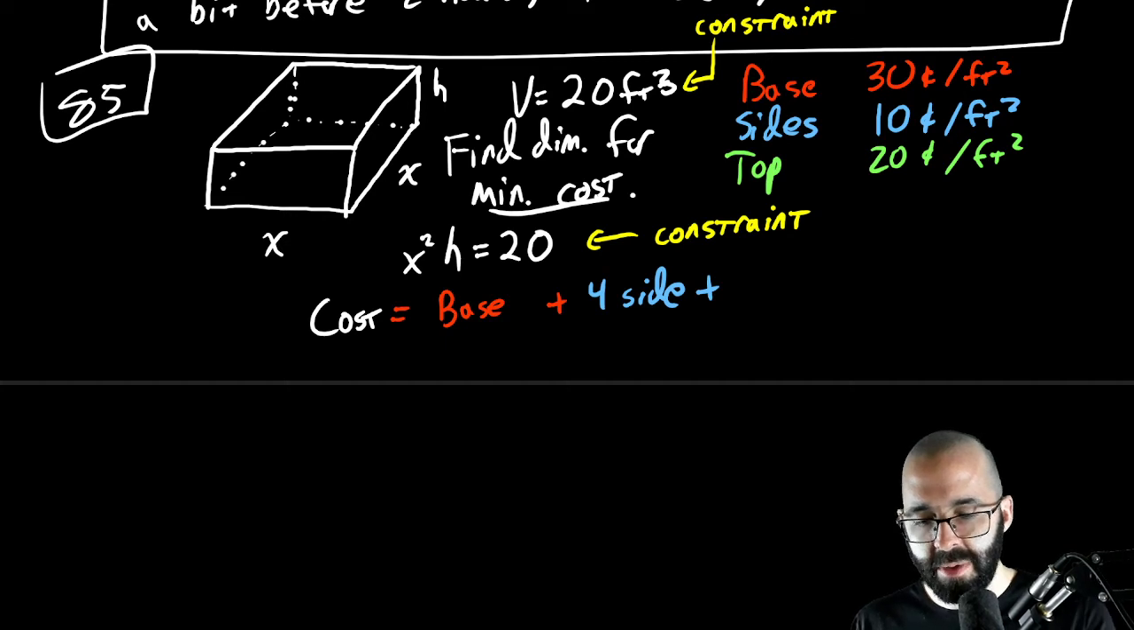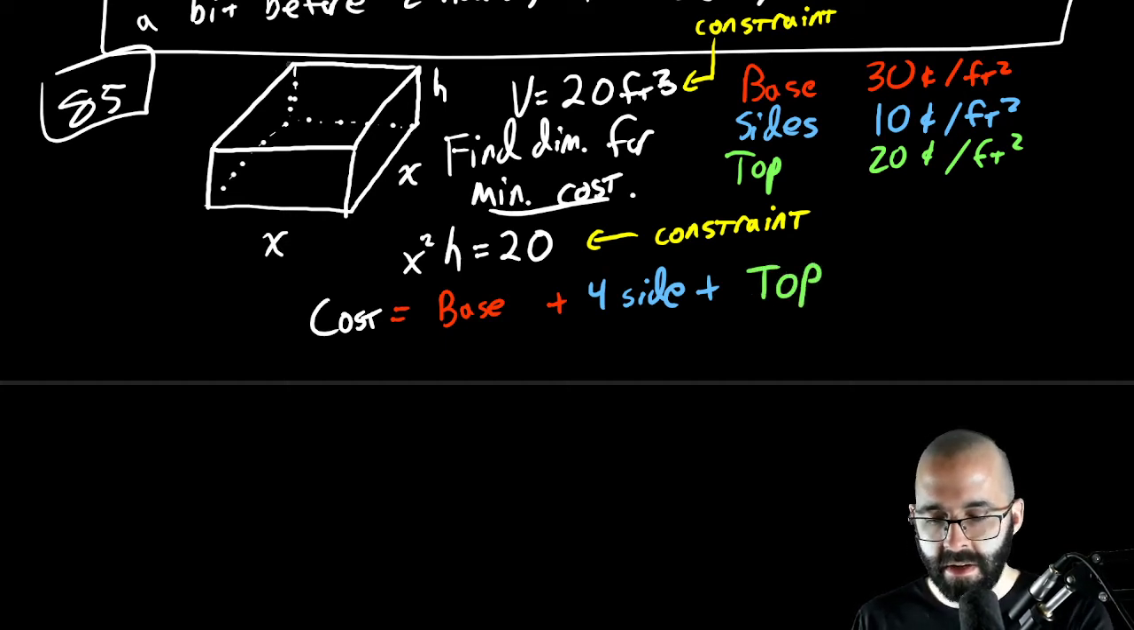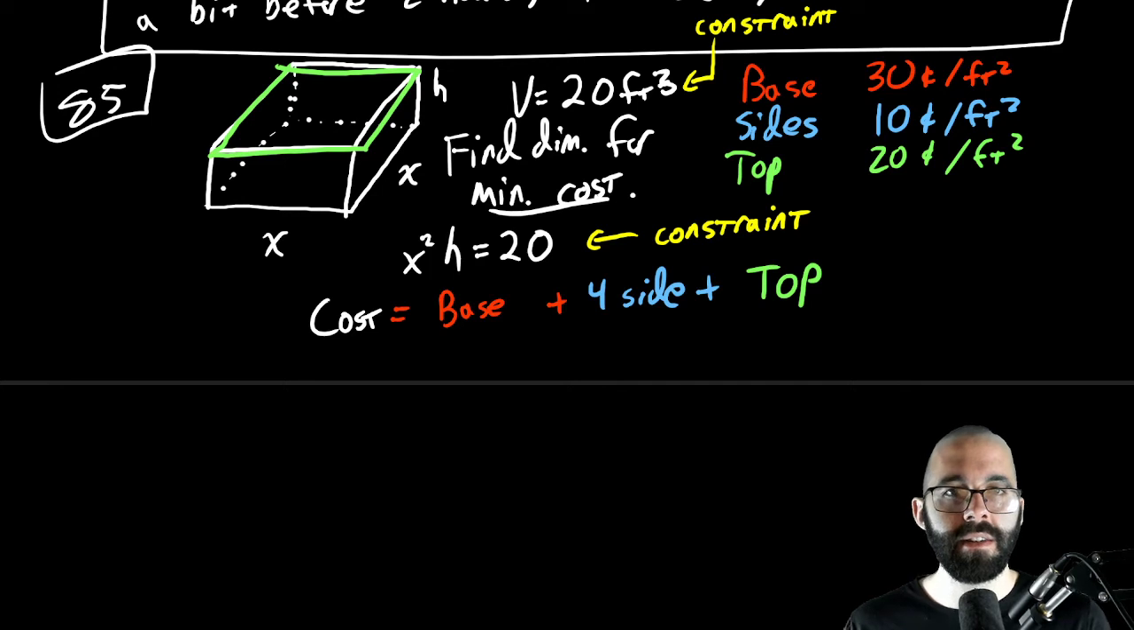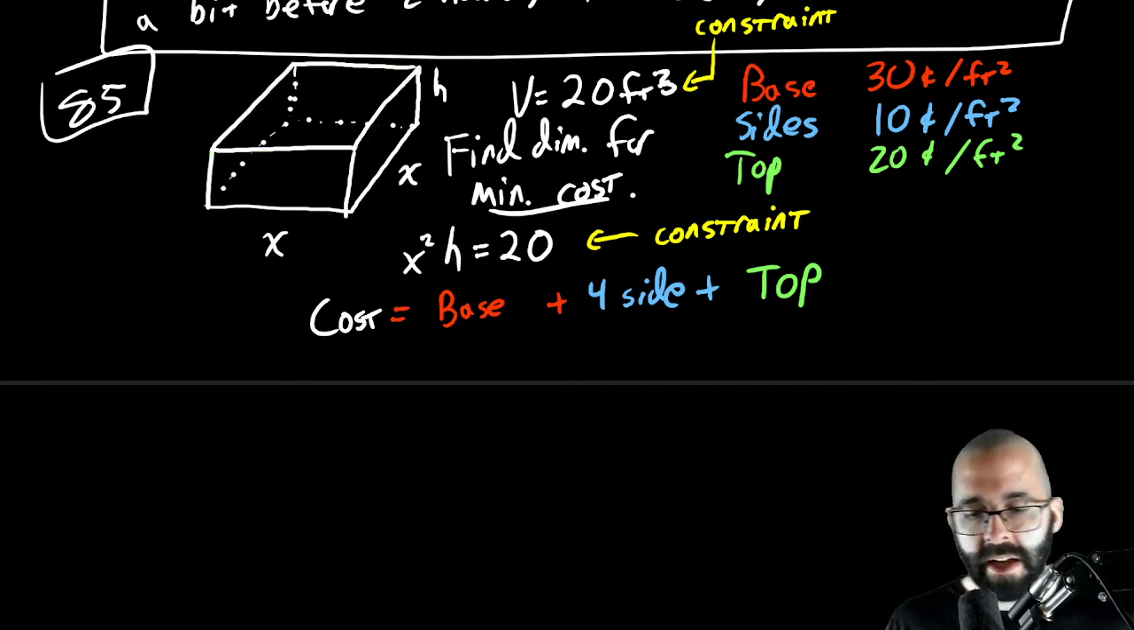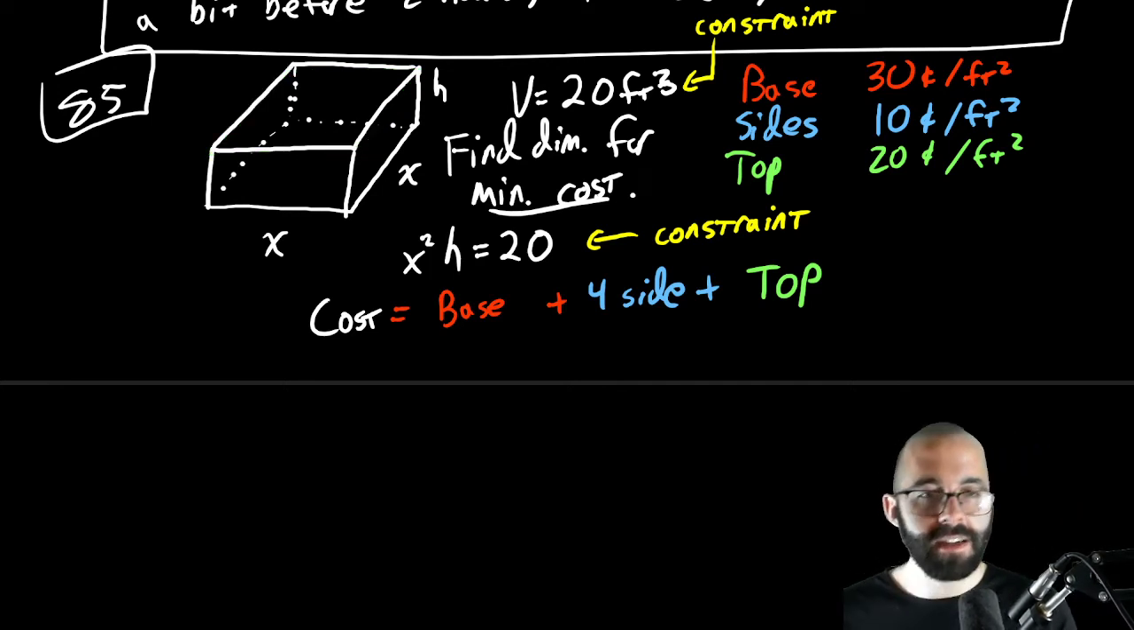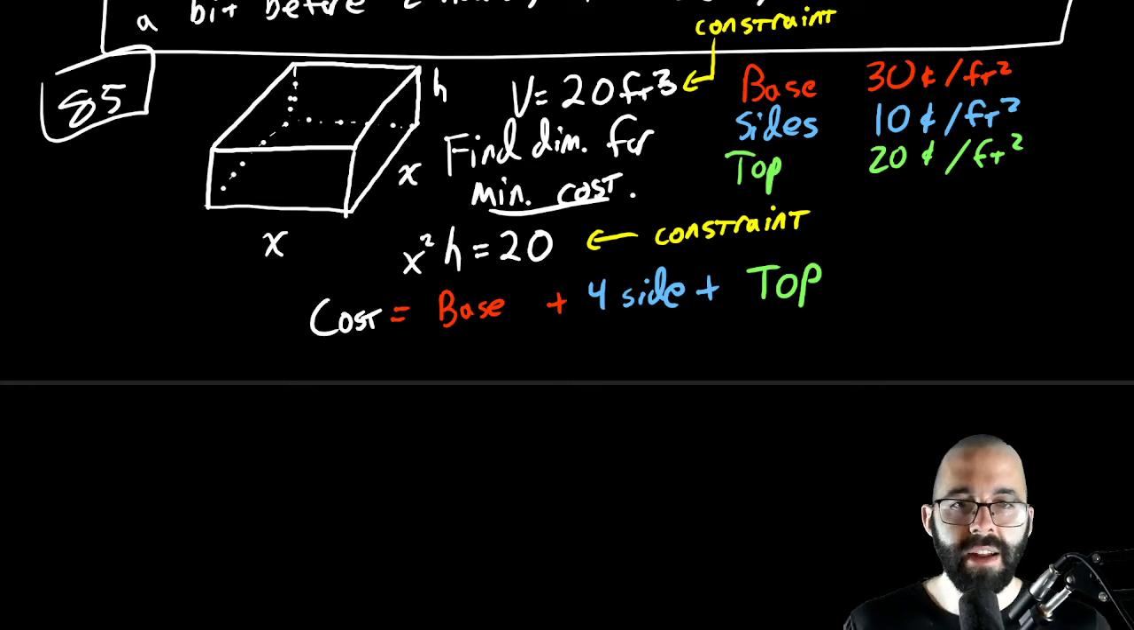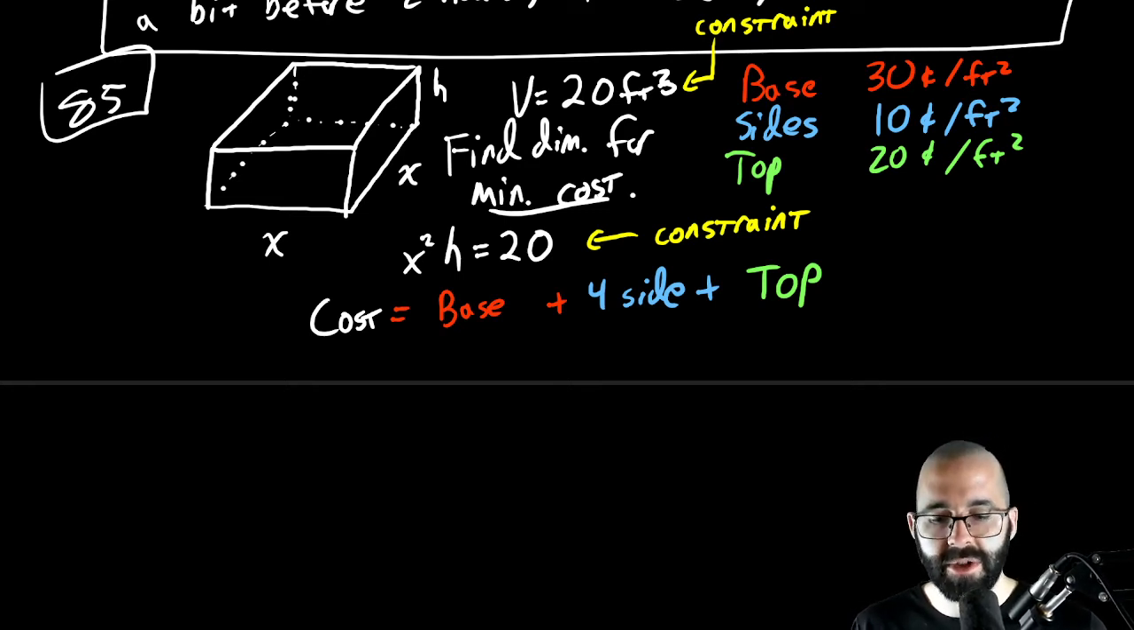Plus the cost of the top. Again, that top is going to be this. So we just have to find the cost of all of these things and then add them up together. That'll be our cost function that we're trying to minimize.